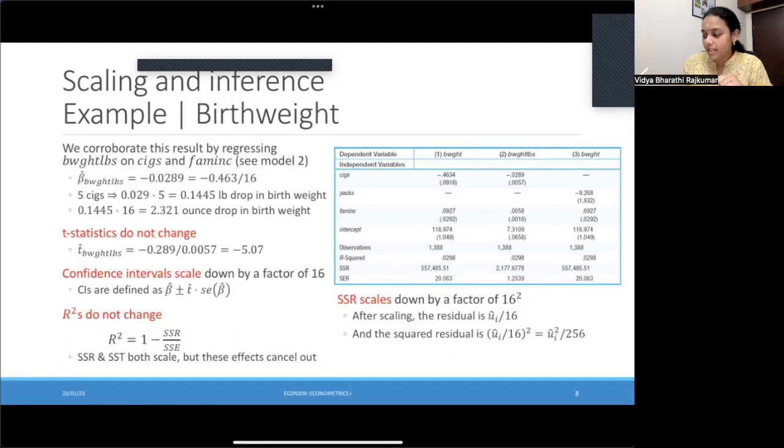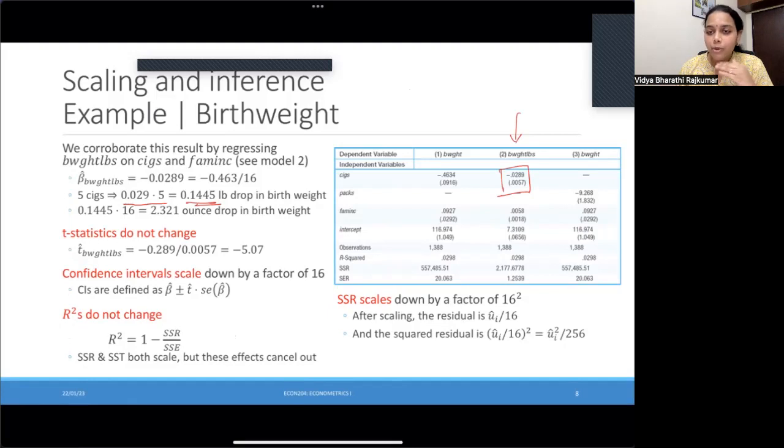So in the table here, the second column shows us the results for this rescaled regression. Now the coefficient here on cigarettes is minus 0.0289, which means for 1 more cigarette smoked per day, the birth weight of the child in pounds goes down by 0.03. For 5 more cigarettes, you just take the coefficient multiplied by 5. The answer that you get is a 0.1445 pound drop in the birth weight.